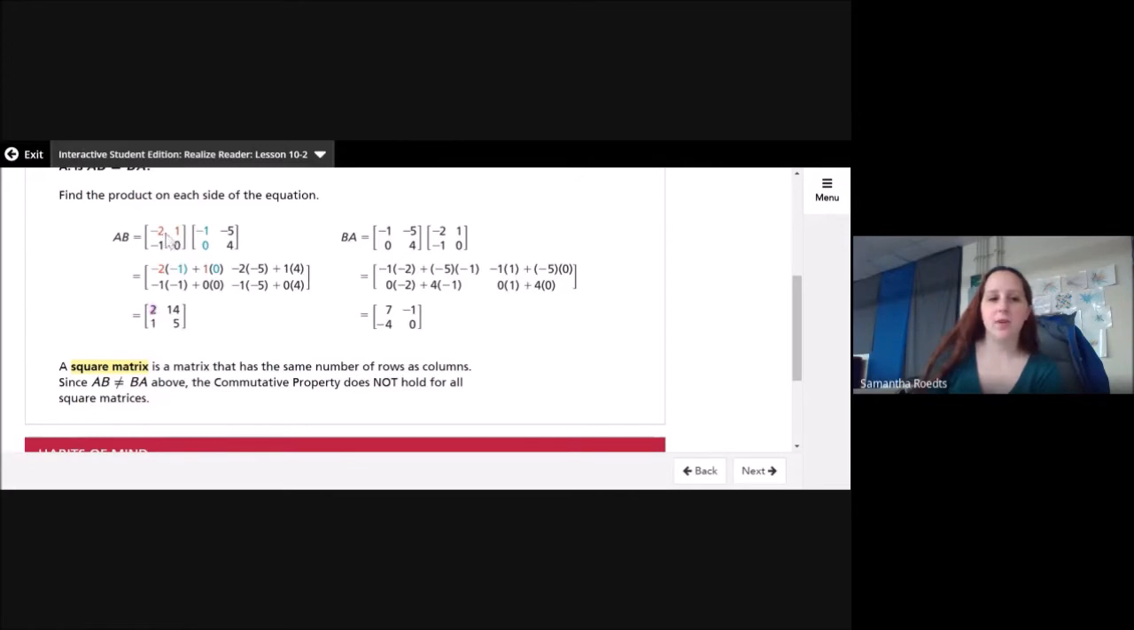So again, this first row, first column. I've got negative two times negative one plus one times zero, which is the two. Then negative two times negative five plus one times four gives the 14. The one is negative one times negative one plus zero times zero. And then the five is zero times negative five plus negative one times negative five plus zero times four.